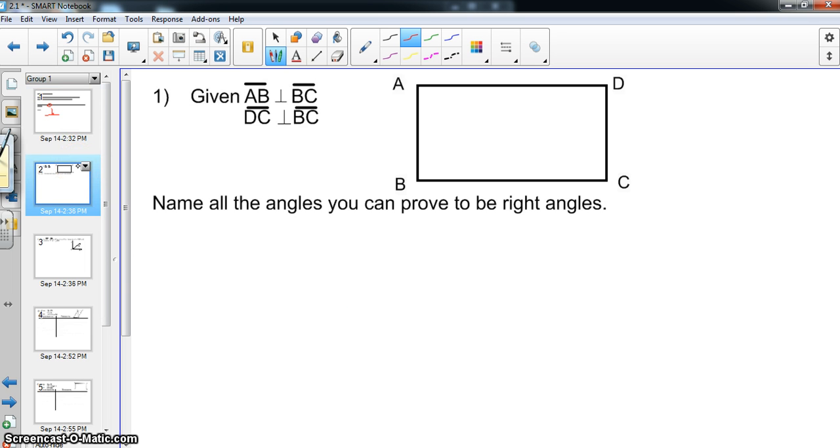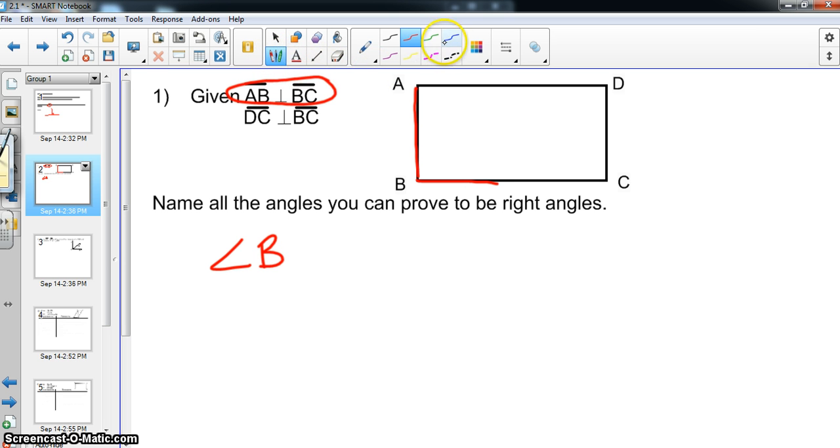In our first example, given those two segments AB and BC are perpendicular, what angles could we prove are right angles? Based off of the first given, we have segment AB and segment BC meeting and are perpendicular. That would therefore mean that angle B is a right angle.